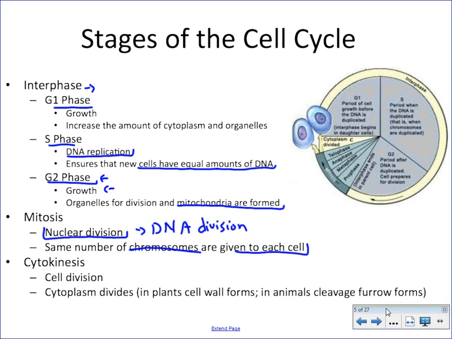The final stage of the cell cycle is cytokinesis. This is where cell division occurs, and where you have division of the cytoplasm. In plant cells, this is where the cell wall forms. And in animal cells, you get a cleavage furrow that forms and separates the two cell membranes.